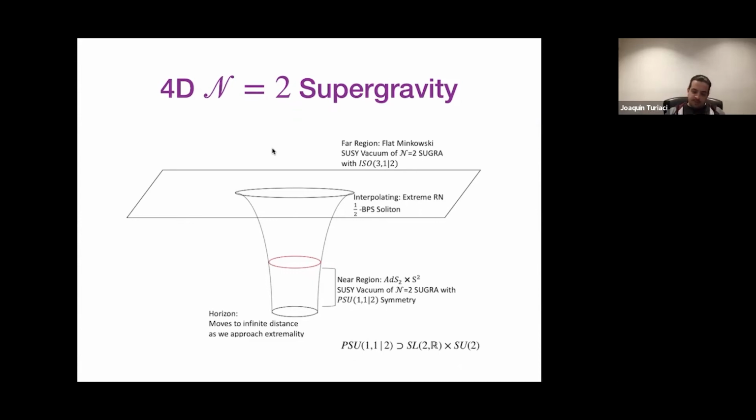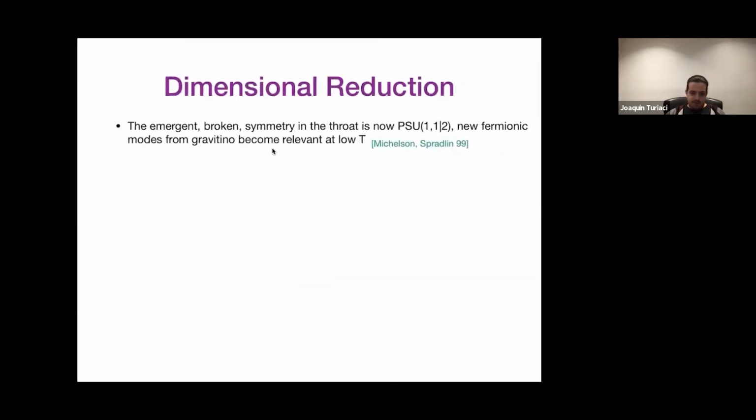The superconformal group that is emergent in the throat, instead of being SL(2,R), is PSU(1,1|2). It has two bosonic components: one is the SL(2,R) of before and the other is the SU(2), which are the rotations of the sphere. And then we have 8 supercharges, 4 of which will be broken. The near extremal spectrum comes from this pattern of symmetry breakage. So the emergent and explicitly broken symmetry in the throat is PSU(1,1|2). The way this affects the calculation is that there are new fermionic modes from the gravitino that become relevant in the throat when you reduce. You also need to take them into account to look at the temperature dependence of the partition function near extremality.